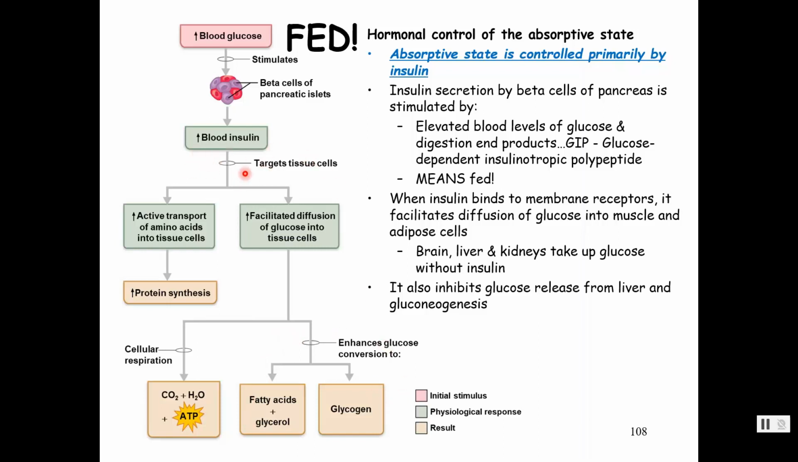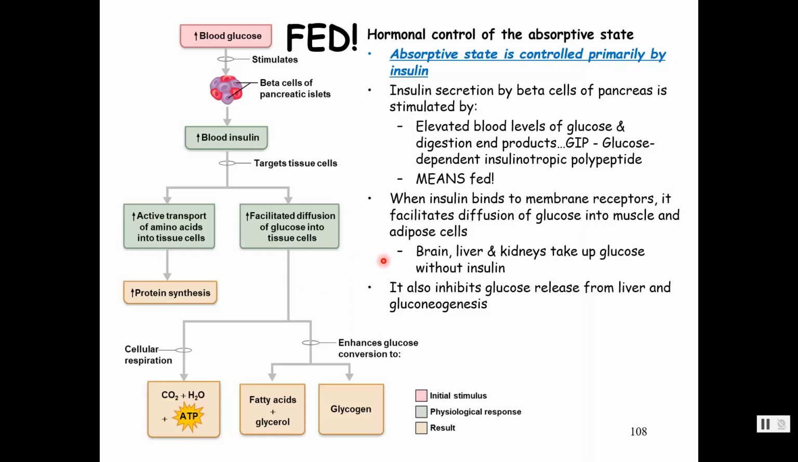Also, since we are in the fed state, insulin is going to increase active transport of amino acids into tissue cells and increase protein synthesis. And this makes sense. Think about being fed like having money. That's when you do your building projects. Also, just keep in mind, we mentioned this before when we talked about insulin: brain, liver, and kidneys do not need insulin to take up glucose. They can do that on their own.